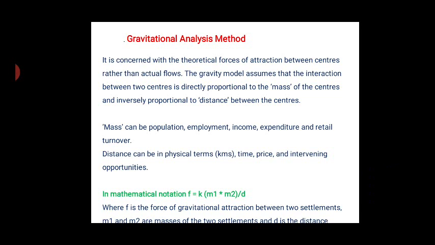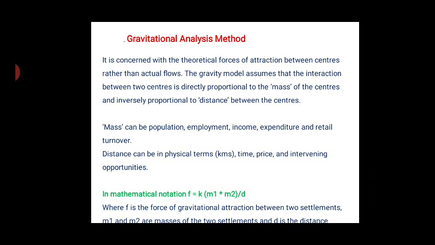Finally, gravitational analysis methods. It is concerned with the theoretical forces of attraction between centers rather than actual flow. The gravity model assumes that the interaction between two centers is directly proportional to the mass of the centers and inversely proportional to the distance between the centers. Mass can be population, employment, income, expenditure, and retail turnover. Distance can be in physical terms like kilometers, miles, etc.